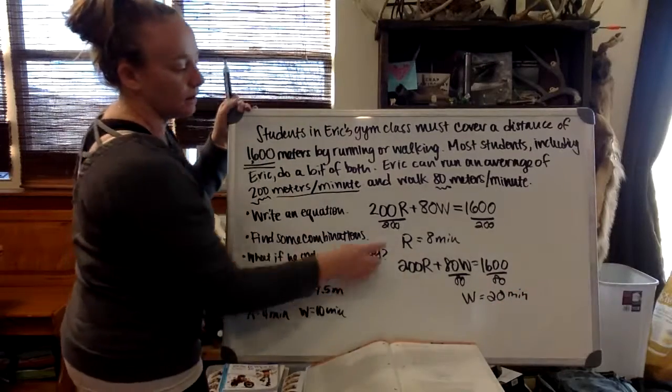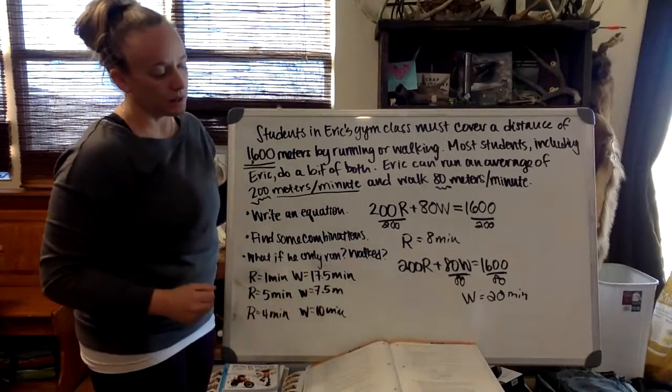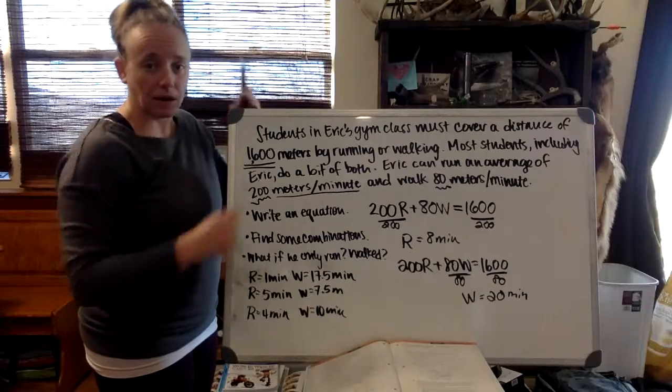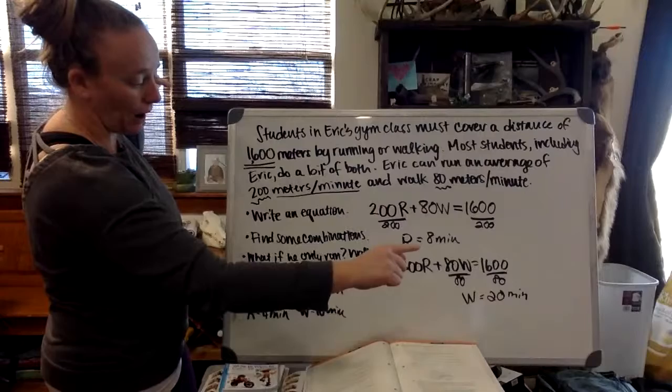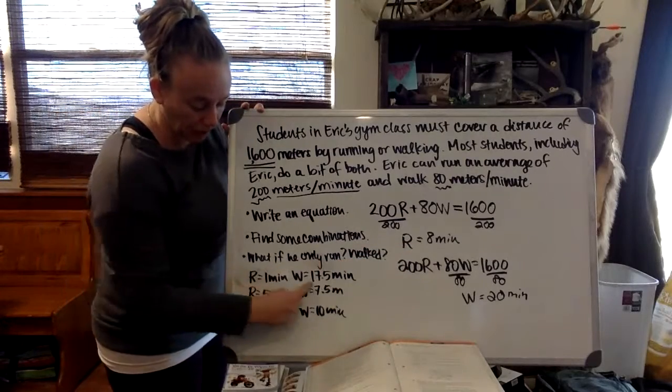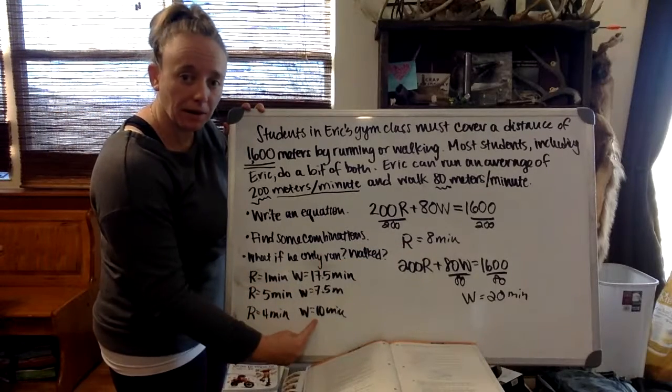So these, running versus walking, those times that we would get, those are our intercepts. So again, we could easily graph those. And if we graph those, that line that we graphed would go through these other points that we already figured out here. Kind of cool.